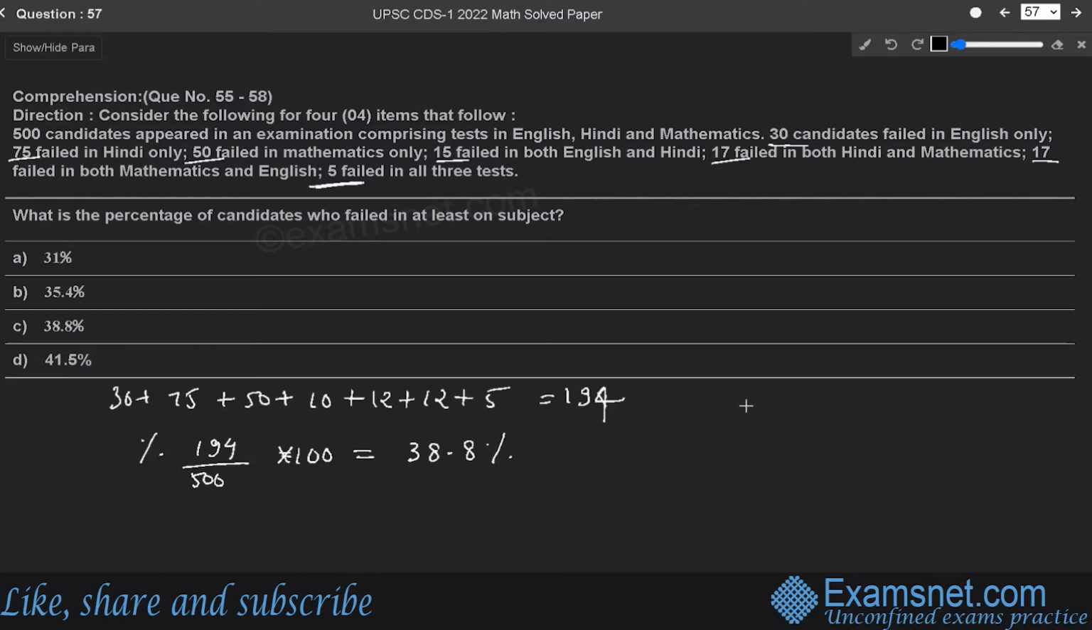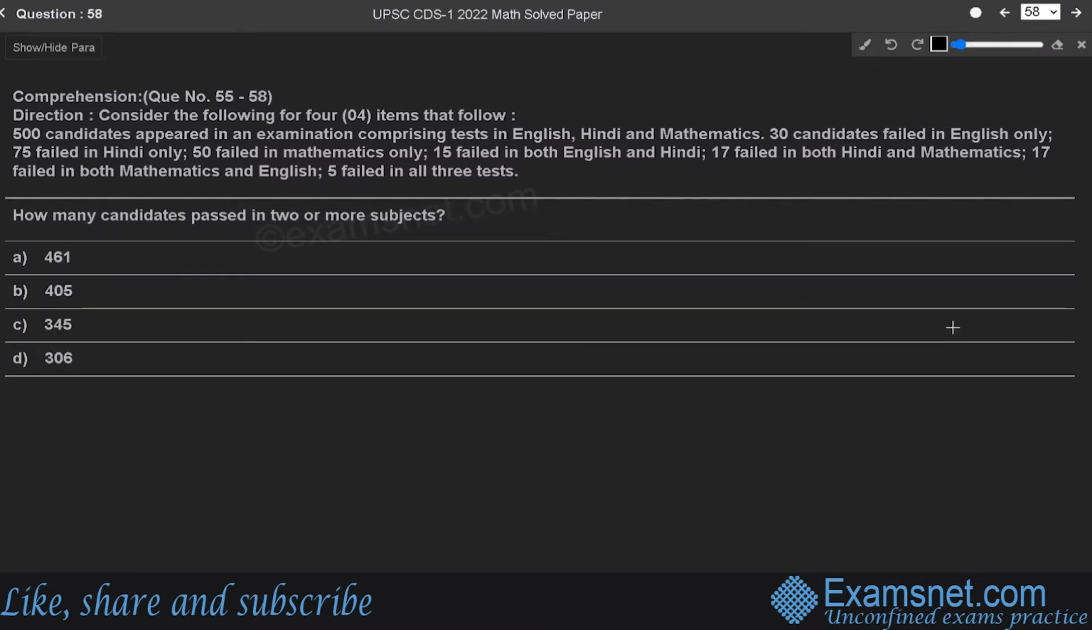We just have to add all the given values which are related to the question asked, and we have to find the percentage for the given value. So we can say that percentage of candidates failed in at least one subject here is 38.8%. So correct option is option number C. Next question is, we have to find how many candidates passed in 2 or more subjects. See, we have to now find that how many candidates actually passed in 2 or more subjects.